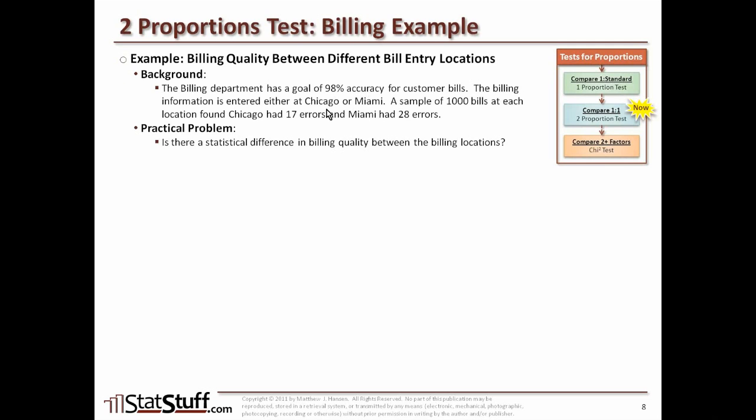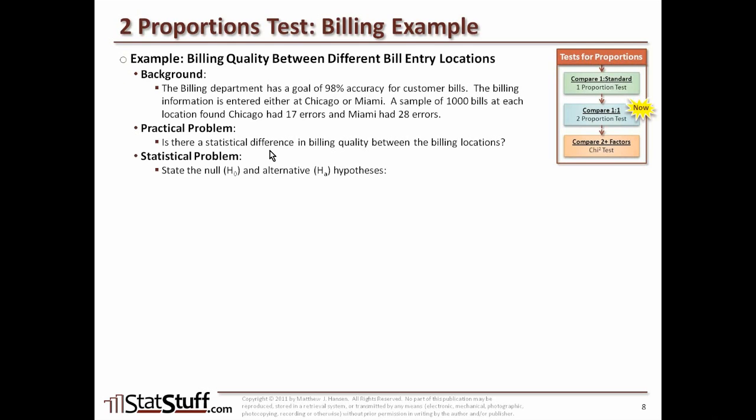So it would look on the surface, based off of the 1,000 bills that were looked at, that Chicago is performing better, they're achieving their goal, and Miami is not. However, we still need to ask ourselves, is there a statistical difference, despite it looking on the surface, based off of the sample, that there's clearly a difference between them, that Miami is failing to meet the goal and Chicago is meeting it? We want to find out statistically if there really is a difference between these two locations.